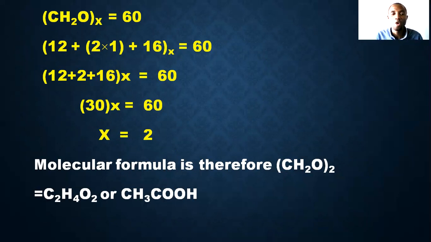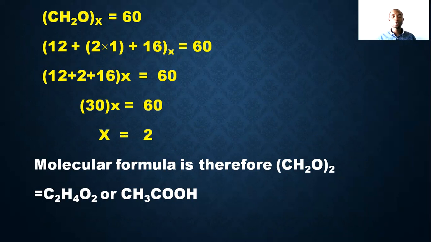30S equals 60. Make S the subject of the formula. When you divide 60 by 30, you're going to get 2. That means S is 2. What you now do is bring that empirical formula and put it where S is, and use it to open the brackets. When you do so, 2 times C gives C2, 2 times H2 gives H4, and 2 times oxygen gives O2.